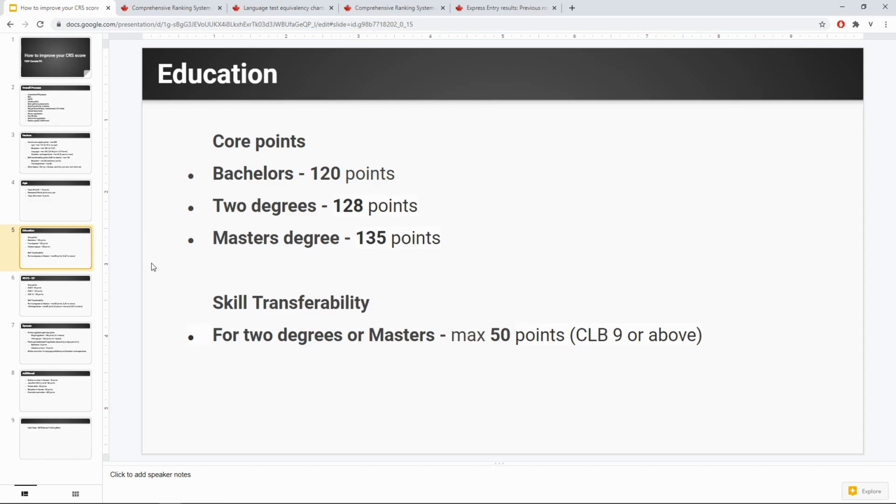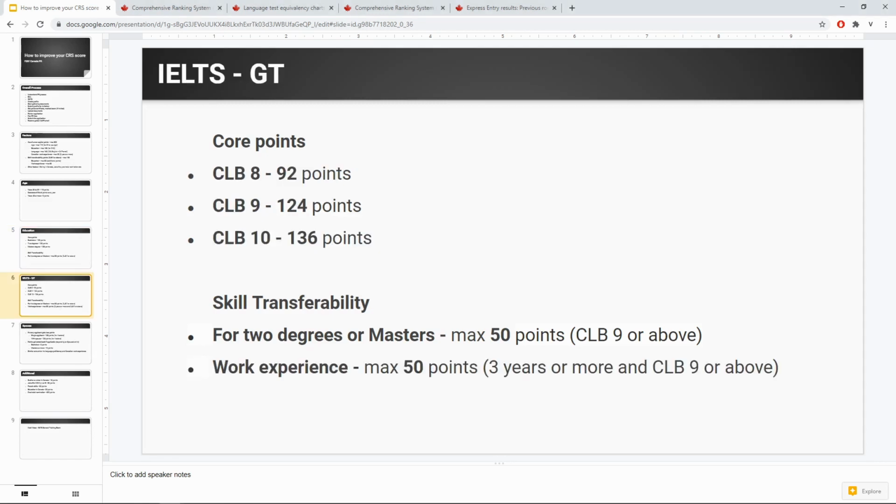You will also get skill transferability points in addition to these core points. So if you have 2 degrees or master's degree, then you will get a maximum of 50 points. But there is a condition. You need to score CLB level 9 or above in your IELTS exam to get those 50 points. If you scored less than CLB level 9, or if you have only bachelor's degree, then you will get 25 points for skill transferability. And also remember, these 50 points are in addition to the core points, and that's education's impact on your CRS score. Now let's talk about the most important factor, language proficiency.